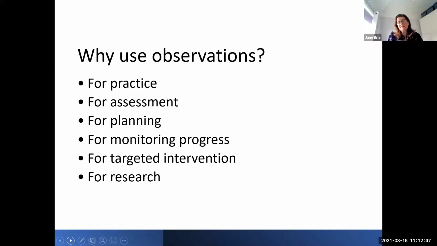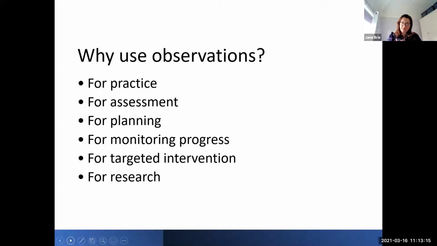Observations for targeted intervention. It might be that because of some of the observations made, we feel a child or a group of children might need some more support, either one-to-one or small group targeted intervention, or it might be that we're doing the observations during those sessions as well. So again, that first one, the identification, really, that's in practice, monitoring progress.